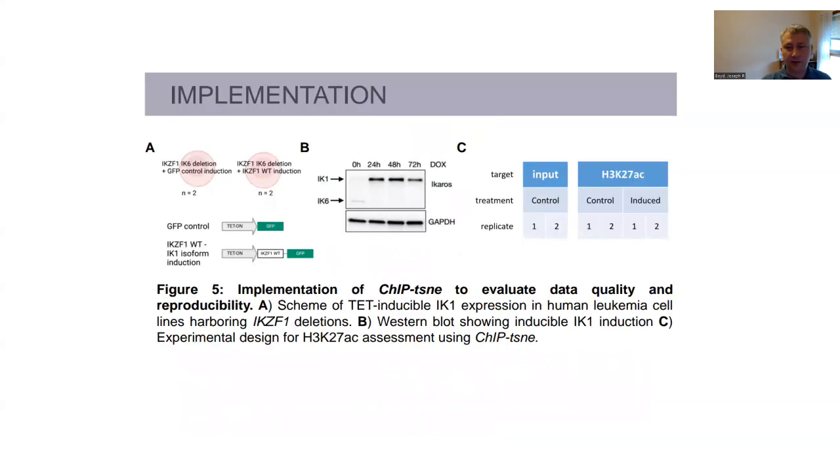So the data I'm going to be talking about is primarily H3K27 acetyl, which is a histone modification associated with active chromatin. It's cell line data in which the transcription factor Ikaros has a heterozygous dominant mutation, and we're reintroducing wild type Ikaros in an induction. So we're going to be comparing the induction of wild type Ikaros to a GFP control.